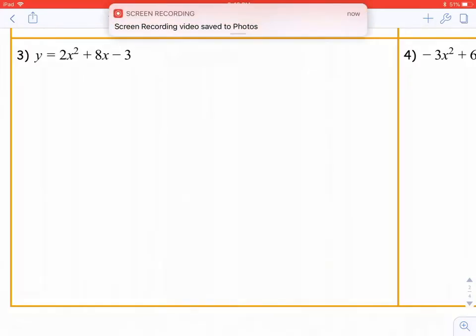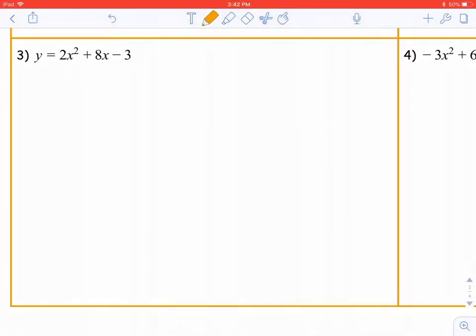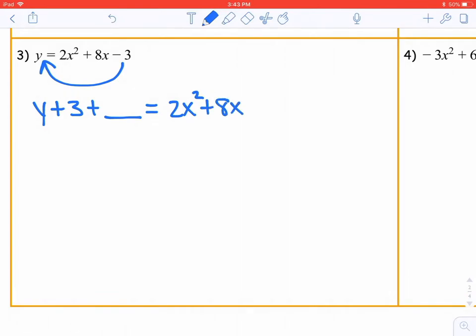A quadratic function from standard form to vertex form, examples 3 and 4. Alright, so first things first, we move our constant term to the other side. So I'm going to put y plus 3 and leave a blank. And then on the other side, we have 2x squared plus 8x, and then we're going to put a blank.